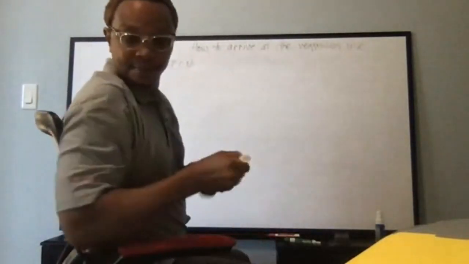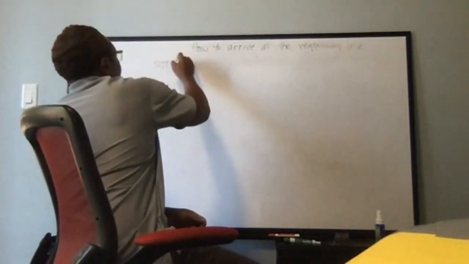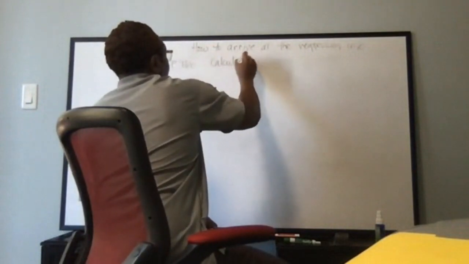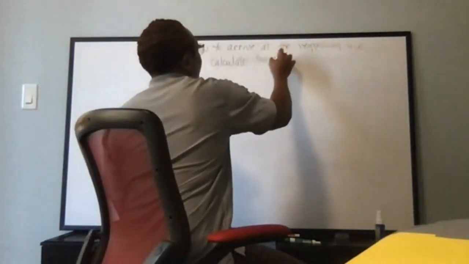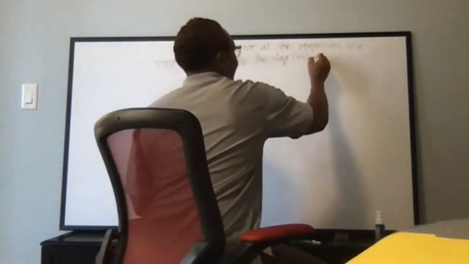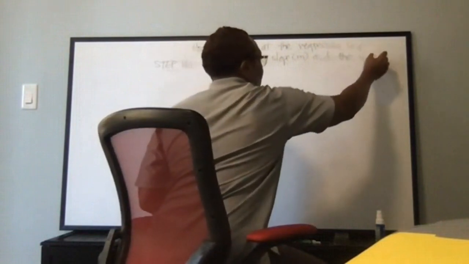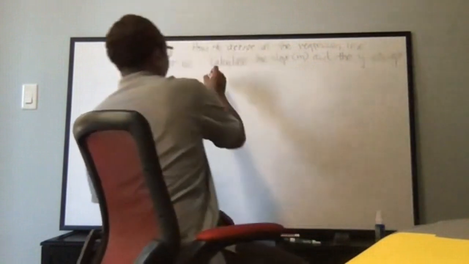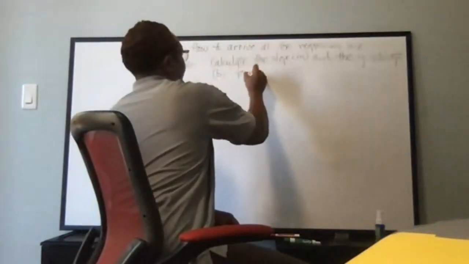Let's say step 2. Calculate the slope. I'm going to say m in parentheses, and the y-intercept, which is b, for the regression line.